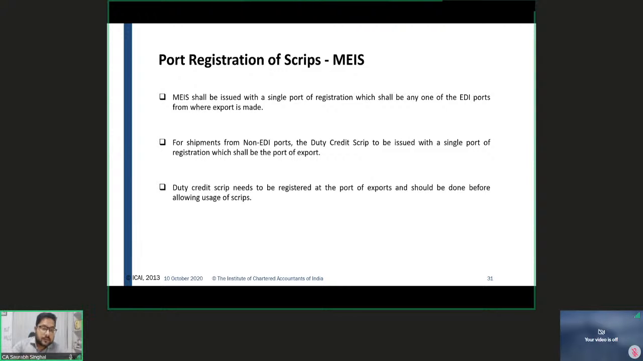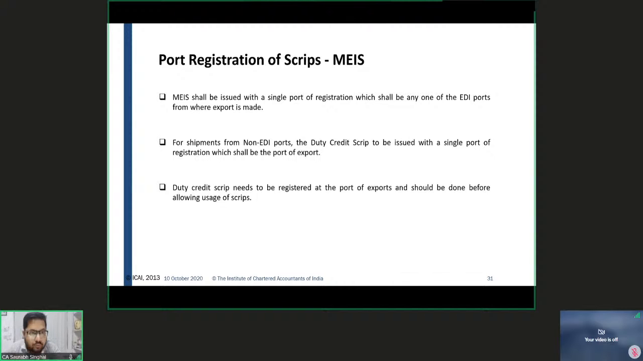Then it is provided that the MEIS reward script shall be issued with a single port of registration, which shall be any of the EDI ports from where the export is made. Now let us understand what are EDI ports and what are non-EDI ports. EDI ports are automated ports. Their shipping bills are filed online. The complete thing is automated, complete thing is online.